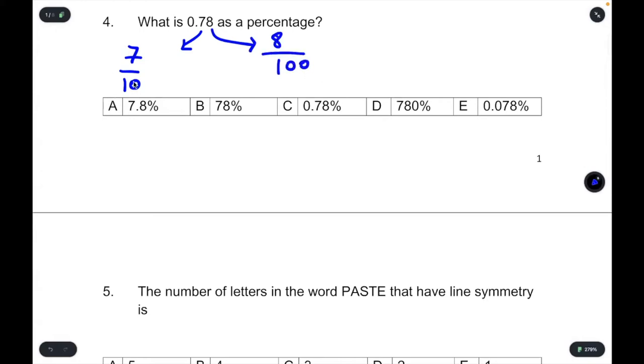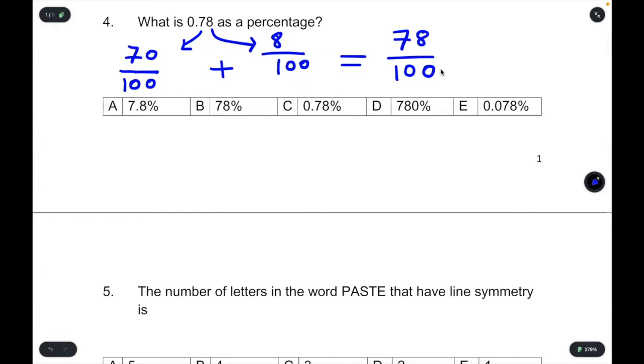Now we can rewrite 7/10 as out of hundredths by multiplying both the numerator and the denominator by 10. So the fraction is still equivalent to the original. This way I could say 7/10 is the same as 70/100. Now what happens if we add 70/100 to 8/100? Let's add these two together. That equals 78/100. We're saying 78 out of 100, and percent literally means out of 100. So 78 out of 100 means 78%.